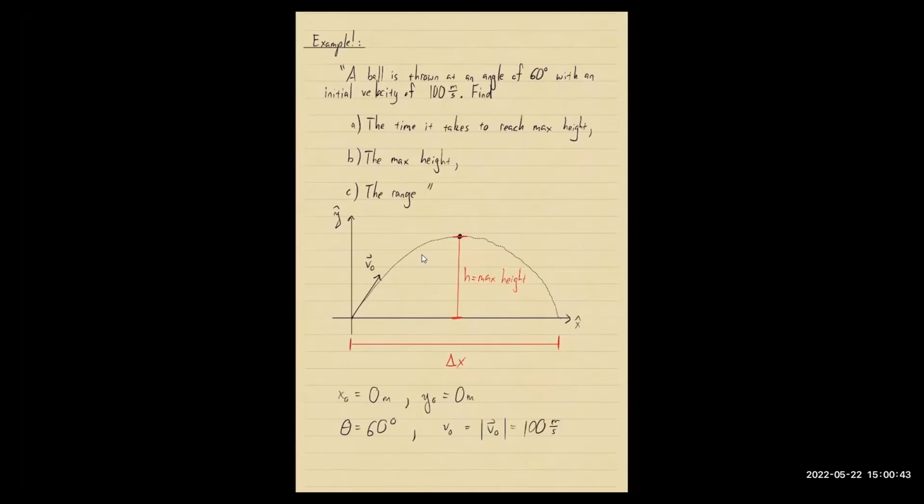So let's start. Anytime that you're trying to solve a projectile motion problem, the first thing that you want to usually do is draw a picture, because that just helps you get your bearings. But since I've already drawn a picture here, the next step is to take our initial velocity vector and break it up into its x and y components.